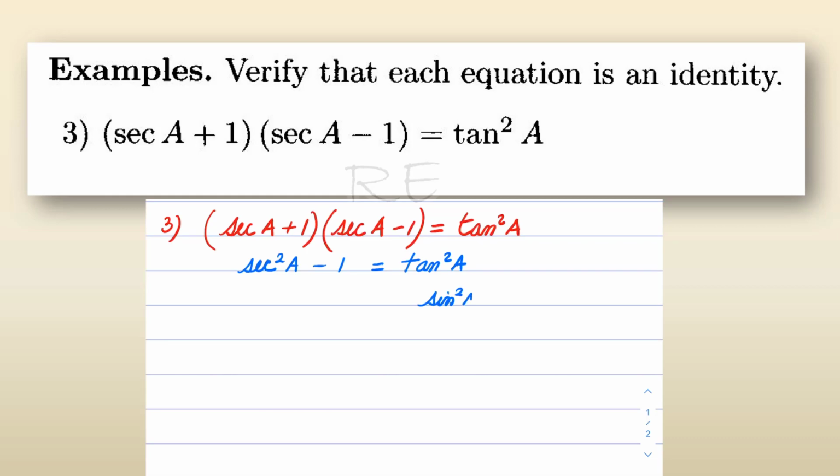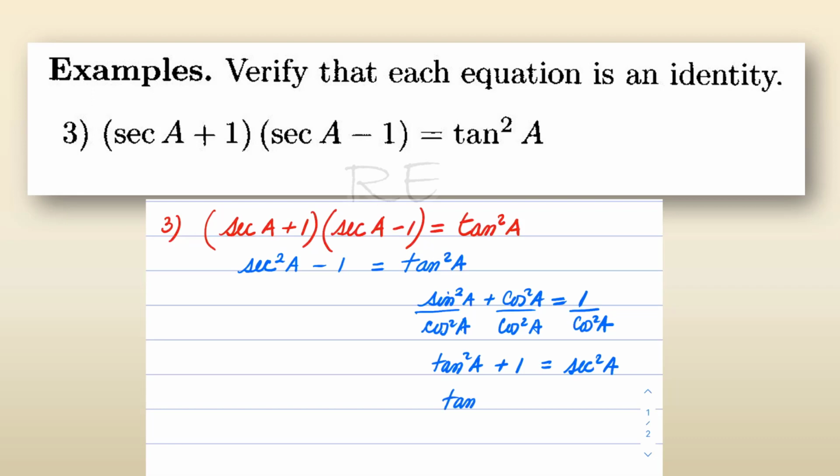We know that sine squared A plus cosine squared A is equal to 1. We're going to divide by cosine squared A, cosine squared A, and cosine squared A. Now the first one is tan squared A. The second one is 1, and the third one is secant squared A.